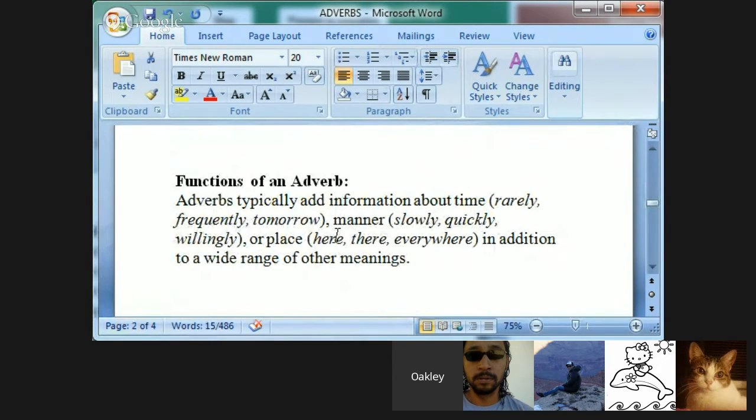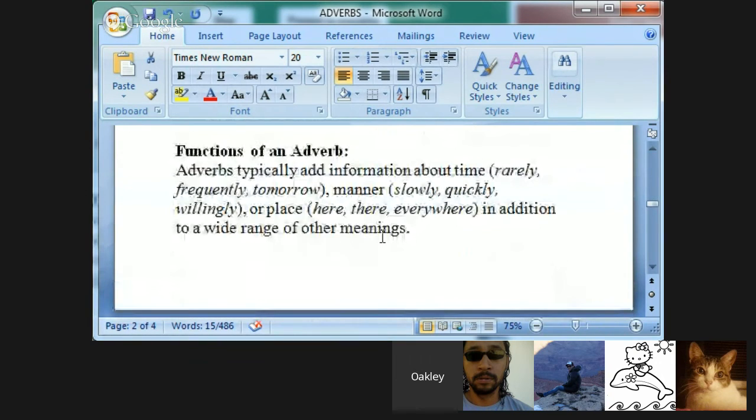All right. We'll go back to trying adverbs with verbs in a second. A couple other things before we go there. Functions of an adverb. Adverbs typically do several different things, actually. They can add time information. They do that a lot. Rarely, frequently, tomorrow.